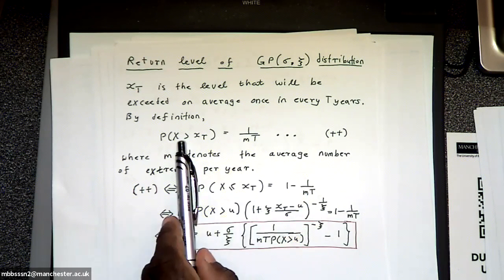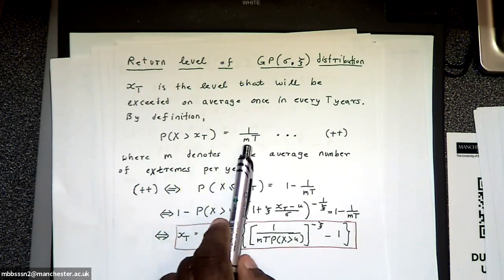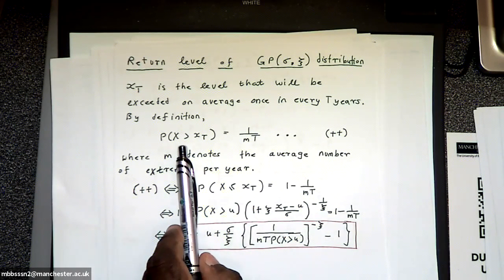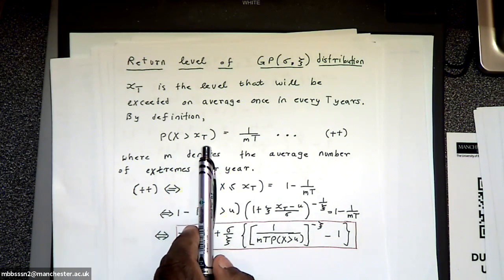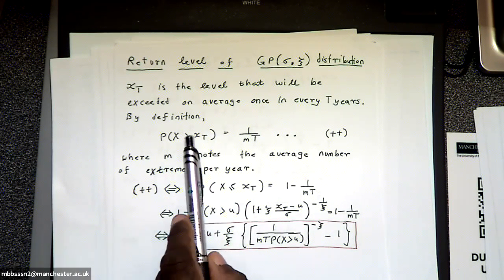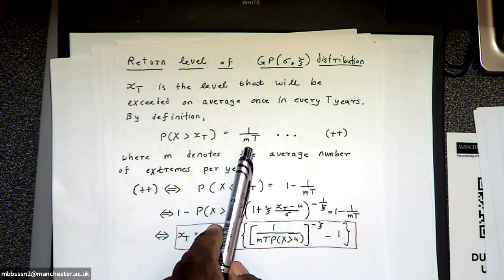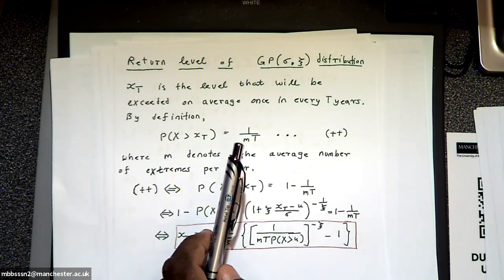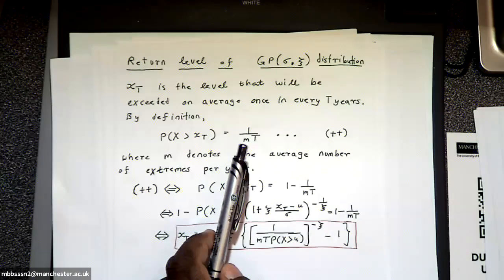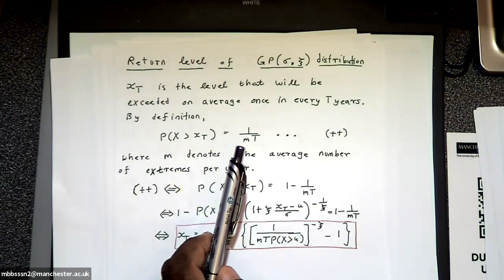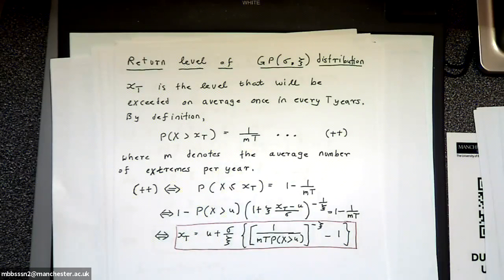So in order to solve for the return level, you need to solve this equation, that the probability of exceeding the T-year return level is 1 over mT. mT is the number of extremes over the T-year period. I hope you follow this, guys. If you don't, please let me know.